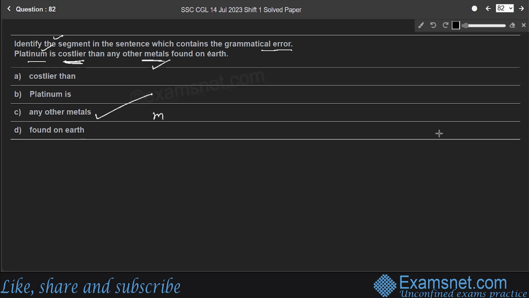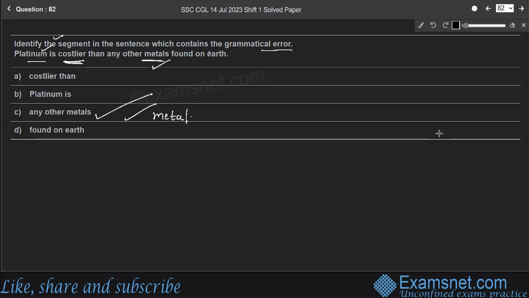Instead, it should be metal, right? So any other metals is grammatically wrong because instead of metals, we should use metal, as we are comparing platinum with each and every metal found on earth. Therefore, this should be in singular form. So option C is the right answer.